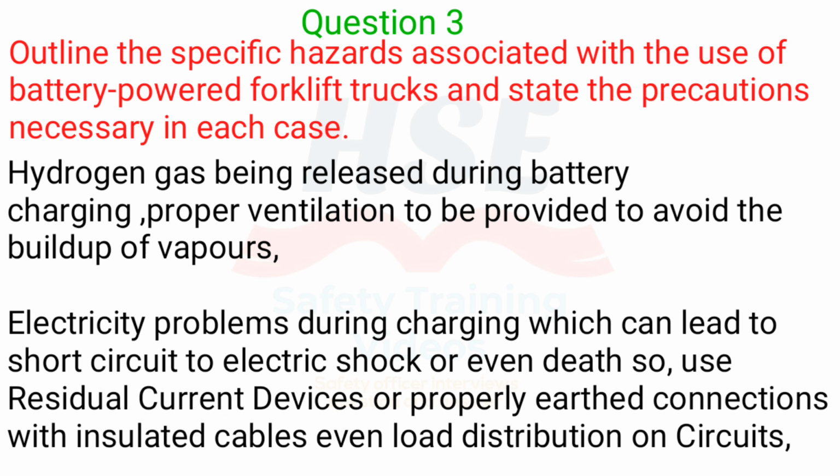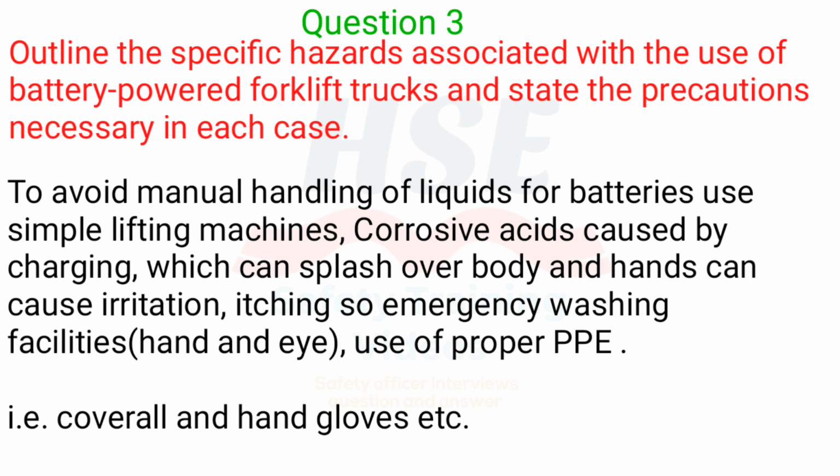Question 3. Outline the specific hazards associated with the use of battery-powered forklift trucks and state the precautions necessary in each case. Hydrogen gas being released during battery charging, proper ventilation to be provided to avoid the buildup of vapors. Electrical problems during charging, which can lead to short circuit, electric shock or even death, so use residual current devices or properly earthed connections with insulated cables. Even load distribution on circuits. To avoid manual handling of liquids for batteries, use simple lifting machines.